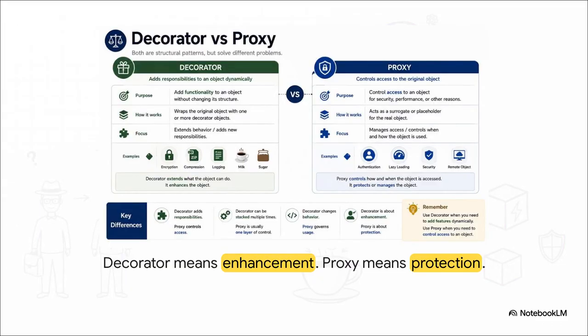Now, it's also absolutely vital to differentiate decorator from a very similar structural pattern, the proxy pattern. While they might look structurally similar because they both wrap objects, their intents are complete opposites. Actually, scratch that. It's more like they serve entirely different masters. A decorator focuses on enhancing an object, adding new responsibilities and features like adding that milk to our coffee. A proxy, on the other hand, controls access to an object. It acts as a surrogate for things like security, lazy loading, or remote access. Basically, decorator means enhancement, while proxy means protection.